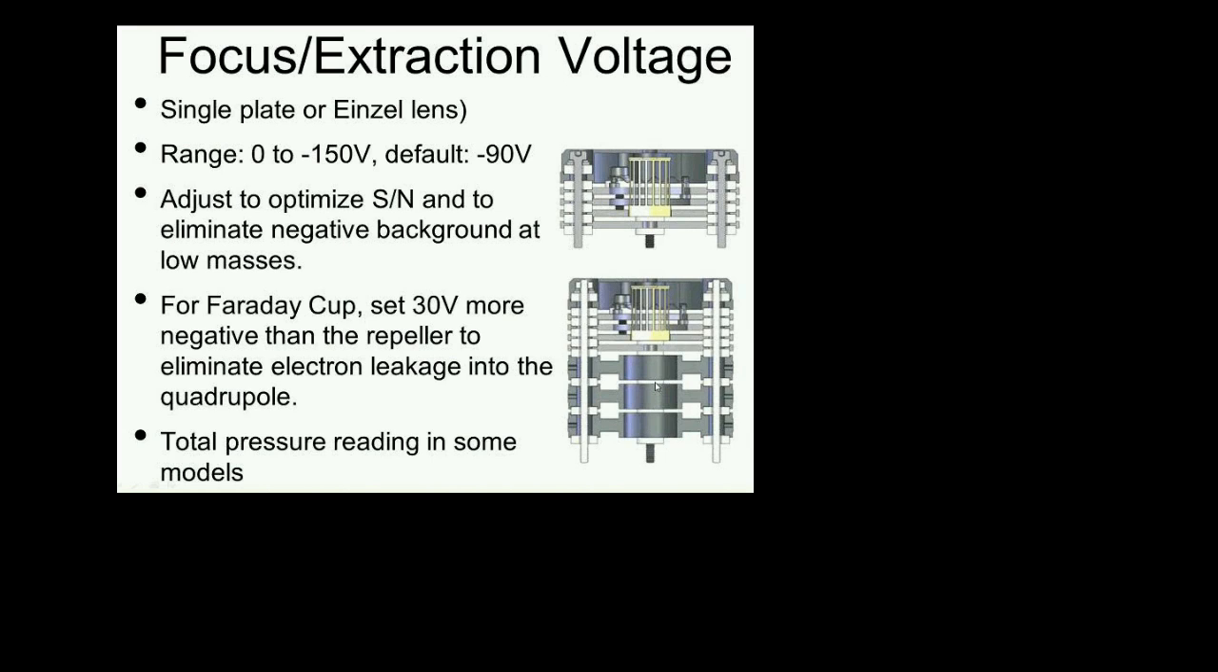There are different versions of what the focus region is going to look like in ionizers. In some cases you'll have a single plate, like in this case. In some cases you'll have multiple tubes. In this case they're trying to form an ISO lens to better focus the ions into the quadrupole. But it really doesn't matter what particular design you have in this device, they all pretty much work the same way.